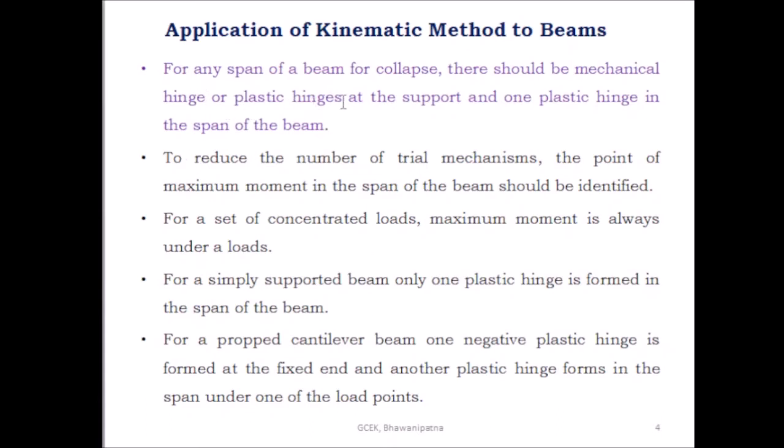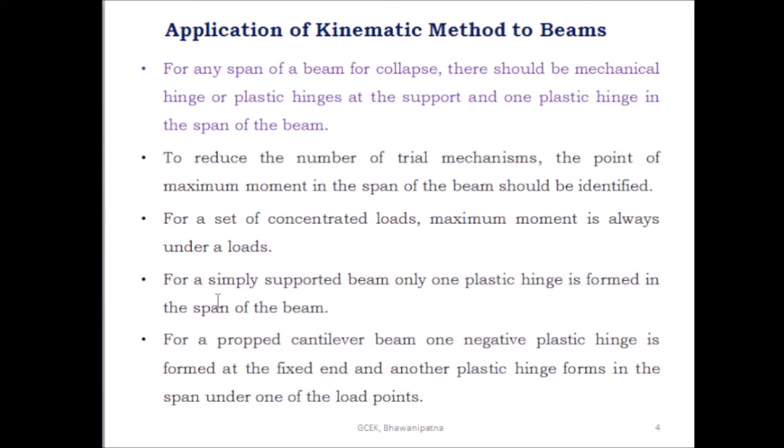For any span of a beam to collapse, there should be a mechanical hinge or plastic hinge at the support and one plastic hinge in the span of the beam. To reduce the number of trial mechanisms, the point of maximum moment in the span of the beam should be identified. For a set of concentrated loads, the maximum moment is always under a load.